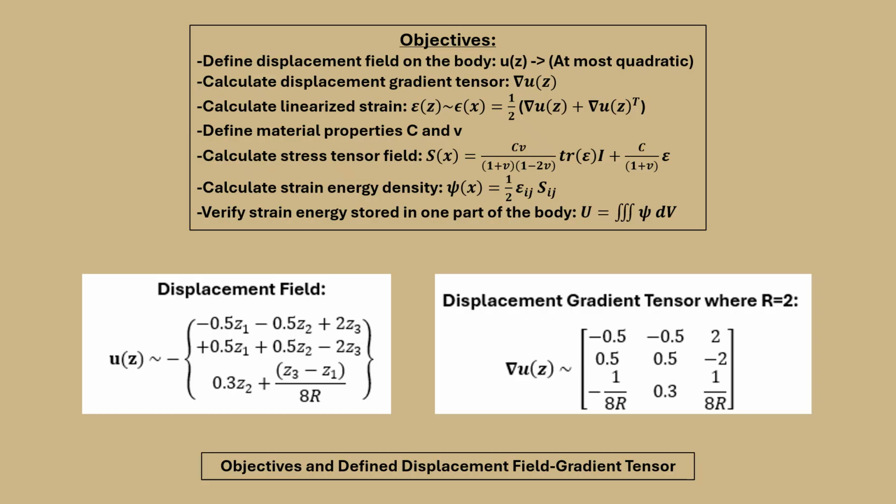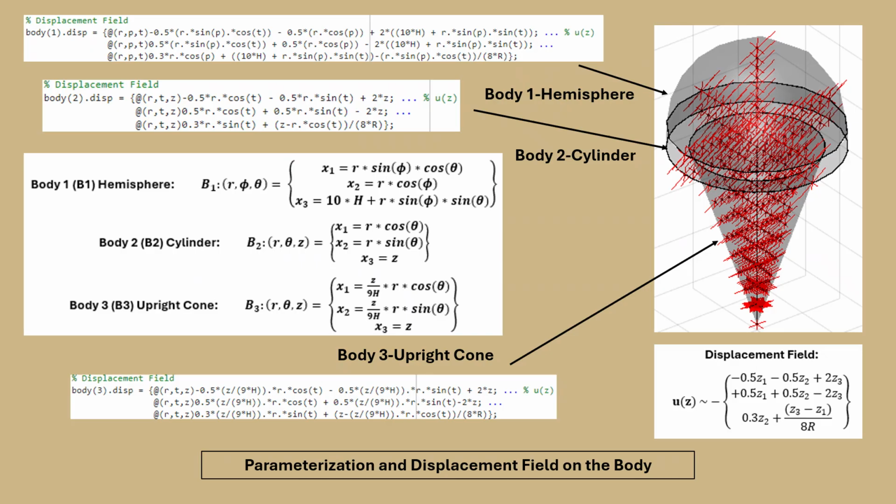On the bottom left, you'll see the displacement field that I defined, and on the bottom right, you'll see the displacement gradient tensor that I defined as well. So this just points out my displacement fields for each of my bodies, and the body is defined as the hemisphere, cylinder, and upright cone respectively. That's from previous weeks, but just to remind you as well.